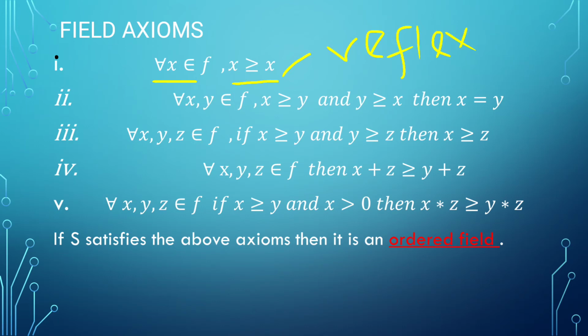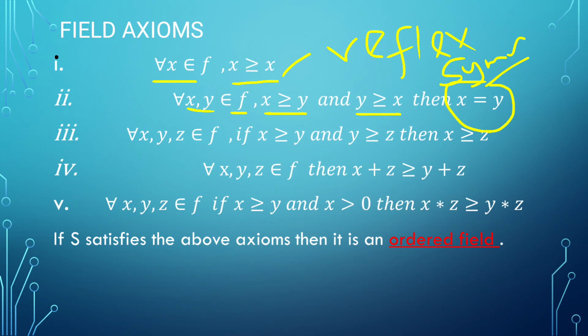Then if you have x and y in this given set, and you define x is less than or equal to y, and y is less than or equal to x, what does that imply? It implies that x and y must be equal. So we call that symmetry.